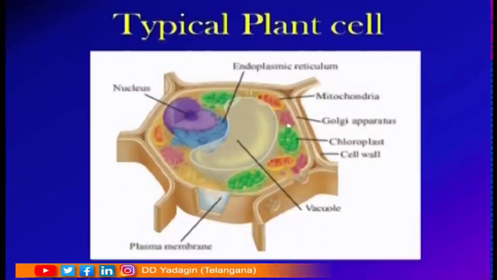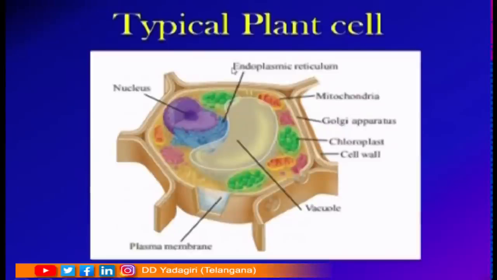So children, I think it is clear about the plant cell and the organelles found in the plant: cell wall, plasma membrane, chloroplast, mitochondria, nucleus, vacuole, endoplasmic reticulum and ribosomes.